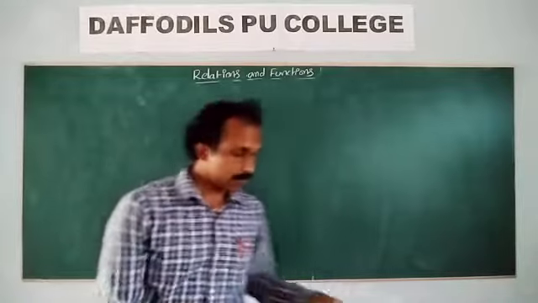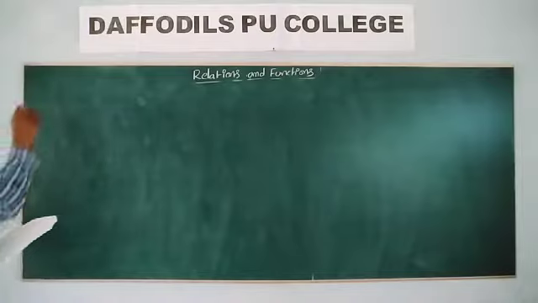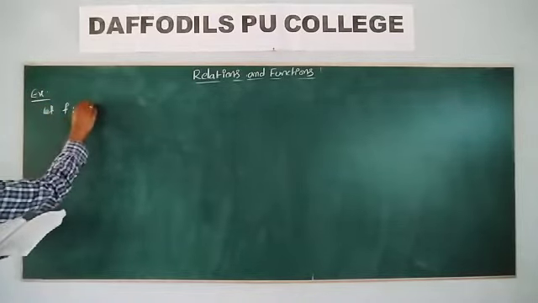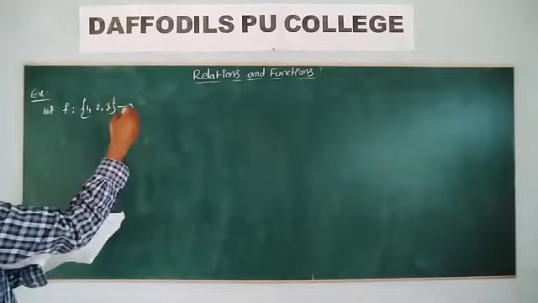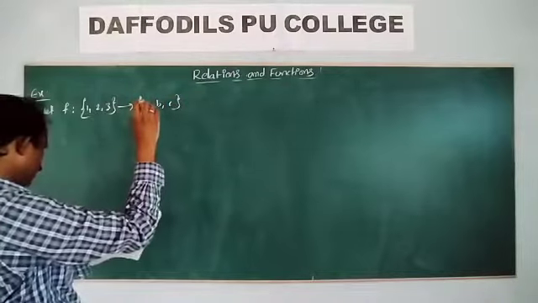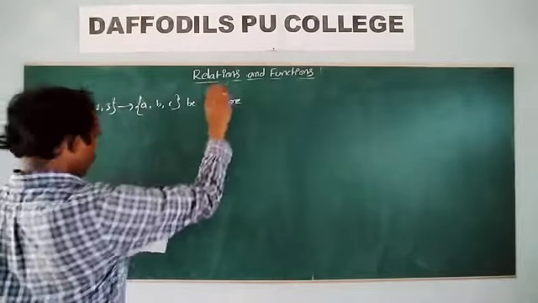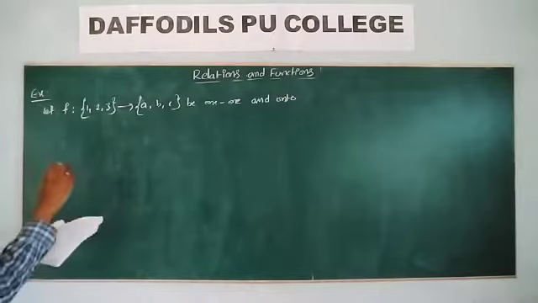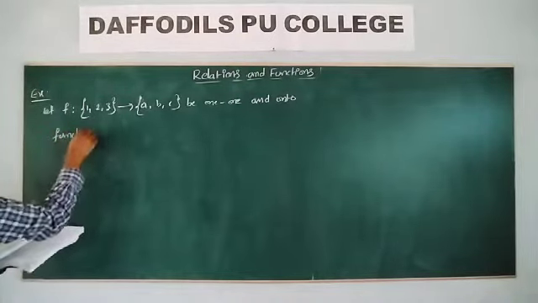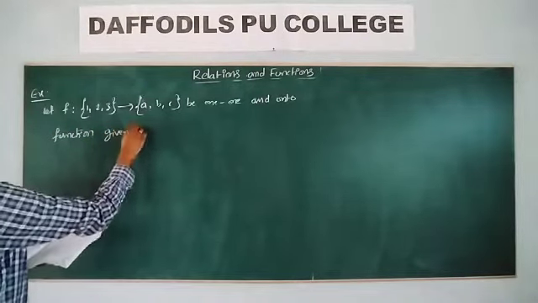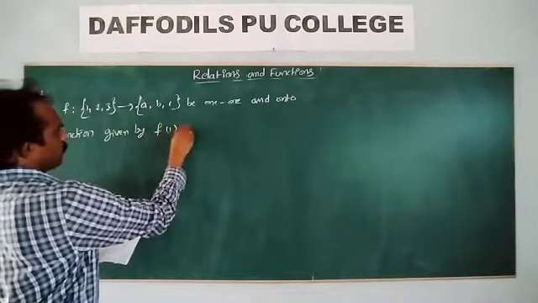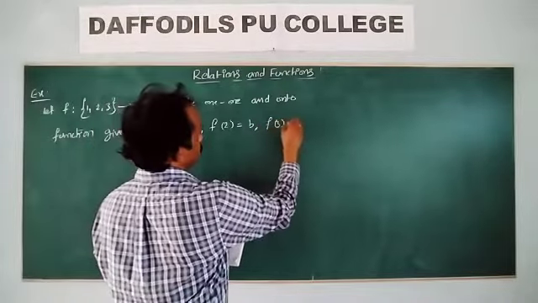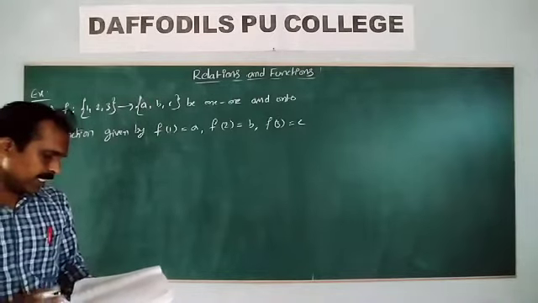To take one example here. Let f map {1, 2, 3} to {A, B, C} be one-one and onto function, given by f of 1 is equal to A, f of 2 is equal to B, and f of 3 is equal to C.